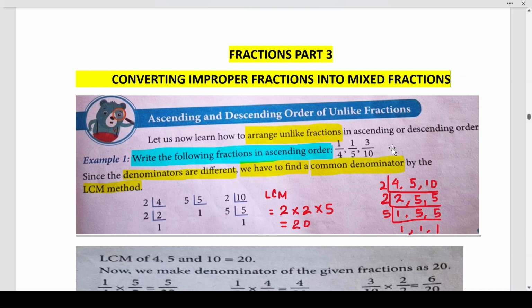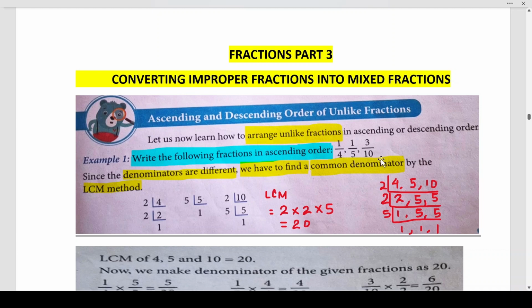Ascending means small to big. Descending means to come down from big to small. Now write the following fractions in ascending order. There are three fractions which are given to you. One is 1 by 4, second is 1 by 5, and the third is 3 by 10.